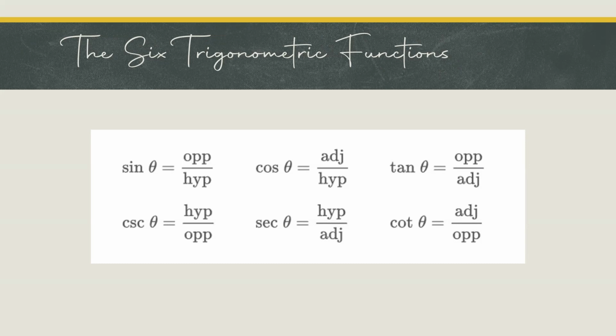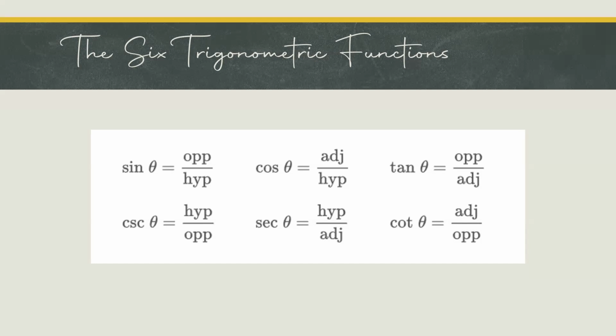These functions are defined this way. So it's important to note that this angle theta is in the first quadrant. So it is less than 90 degrees, so between 0 and 90. And for all of these angles in the first quadrant, our trig values will be positive. So sine is the opposite side over the hypotenuse. Cosine is the adjacent side over the hypotenuse. Tangent is the opposite side over the adjacent side.